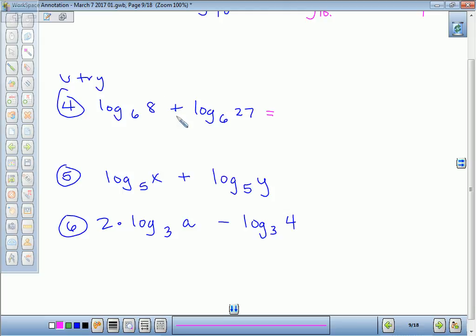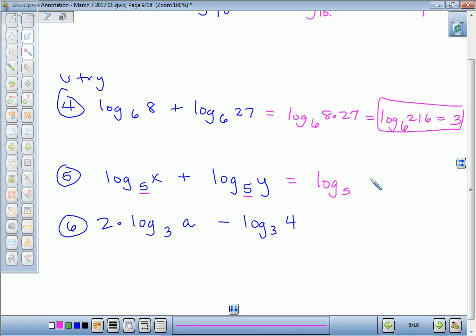So this is addition. We would rewrite addition as multiplication. So we get 8 times 27 here, and 8 times 27 is 216, and that one simplifies to 3. Now, many of them will do like this one. Base 5, so I can combine them. So this addition becomes multiplication.